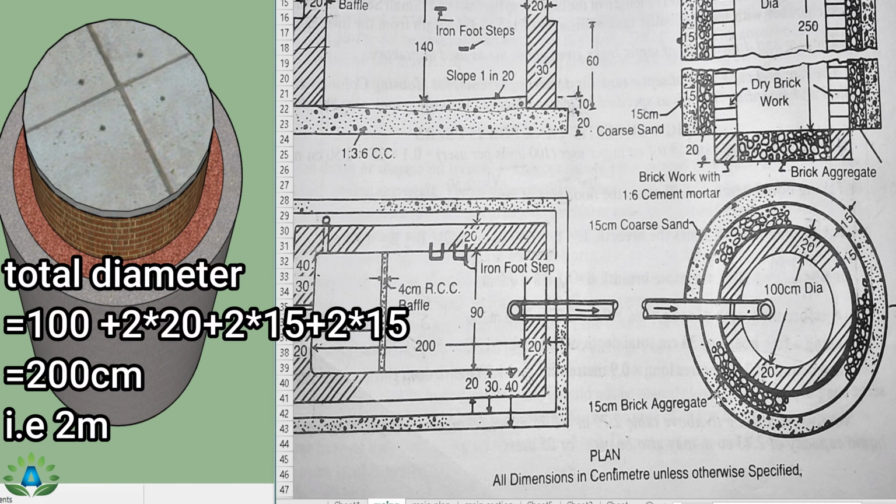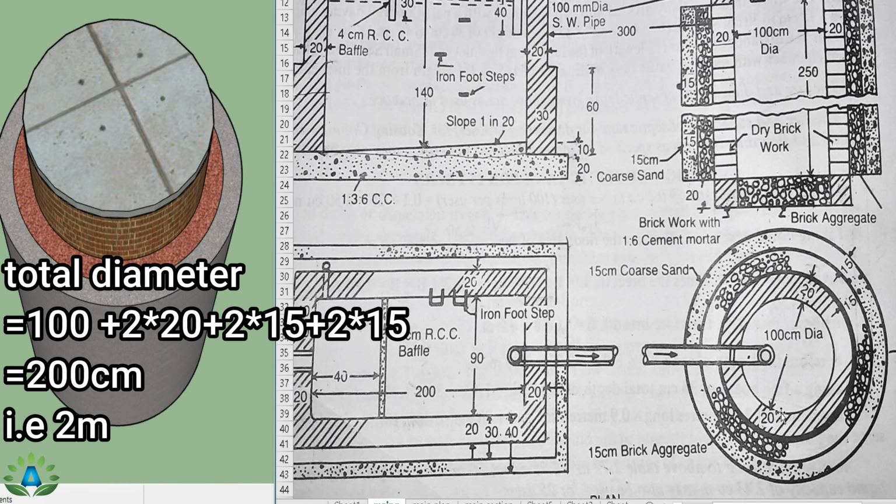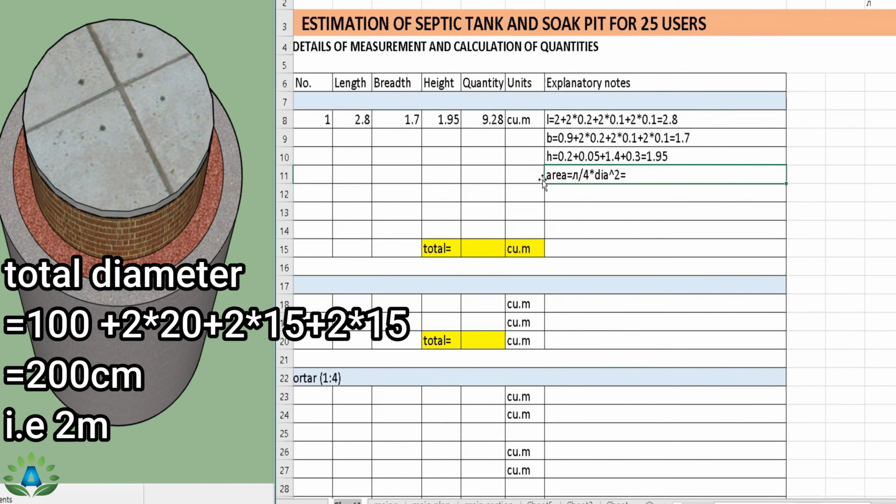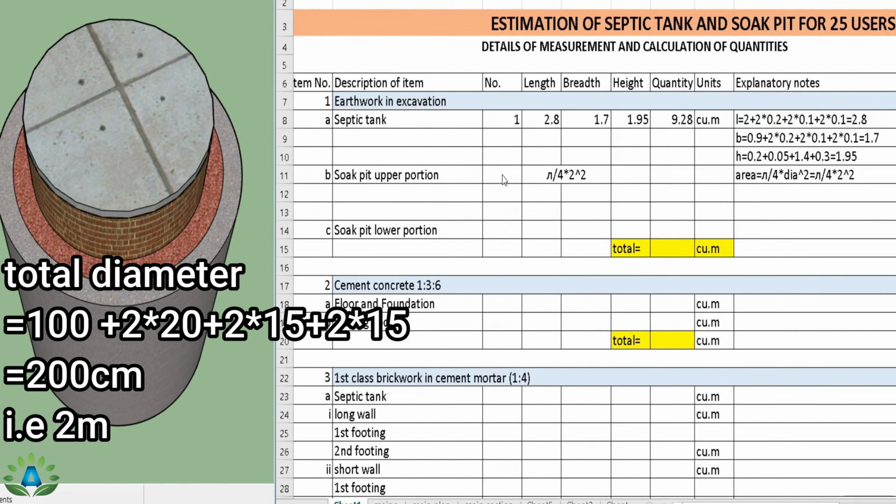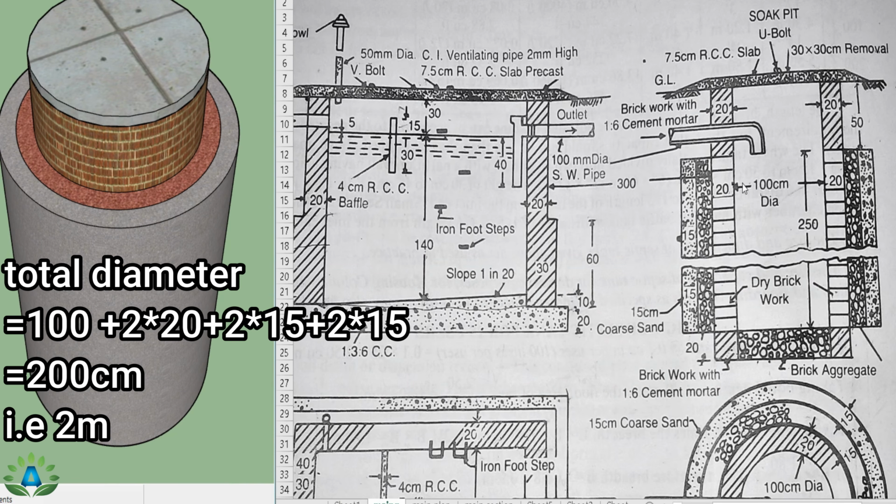So the total outer to outer dimension is 100 plus 2 into 20 plus 2 into 15 plus 2 into 15. So we get this outer to outer dimension 2 meter. So I can easily write area equals pi by 4 into 2 square, and we have the number of soak pit 1, and we know that total volume equals area into height. Here we can see that we have to do the excavation from this point up to the ground level, and we are going to do this as the lower portion.